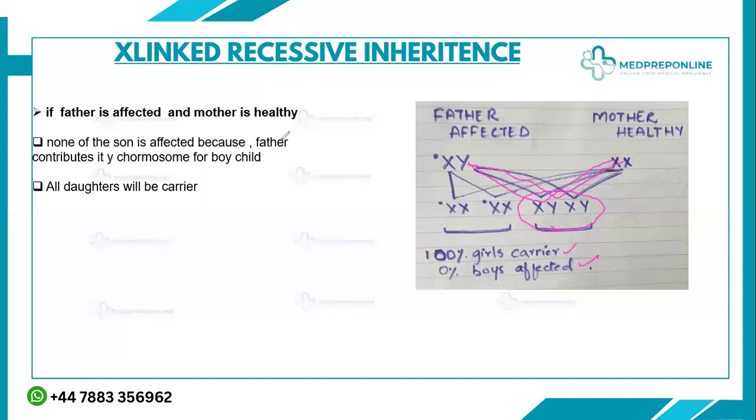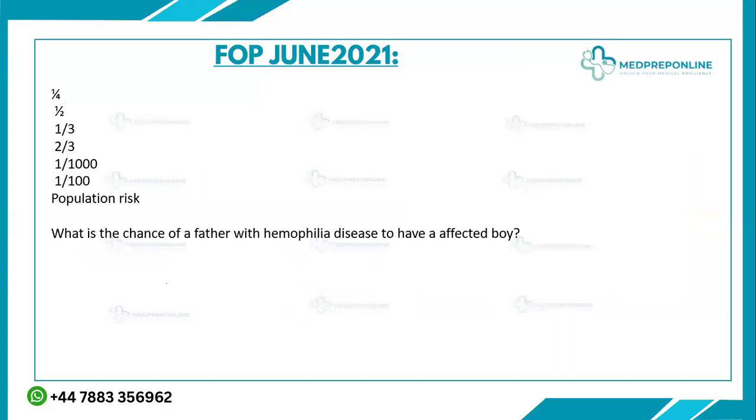So none of the sons is affected because the father contributes his Y chromosome to the child, and all daughters will be carriers. So usually in the exam, for X-linked recessive, they don't ask you about the percentages of risk of inheritance, but they do ask some tricky questions. For example, the question we have is here. Please answer this question, what will be the answer?